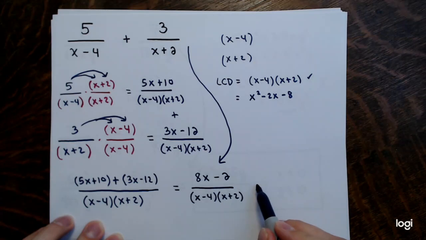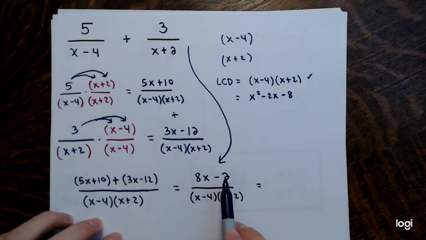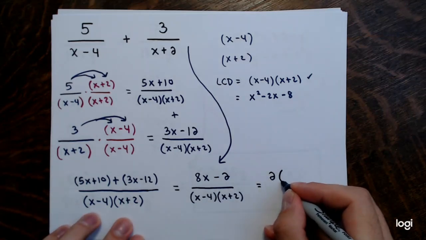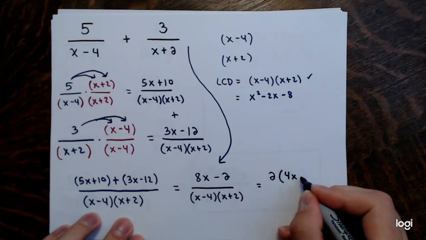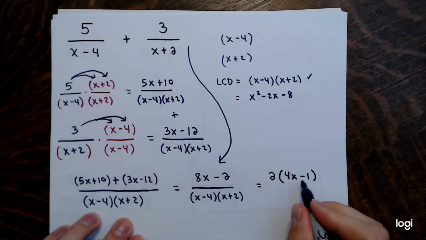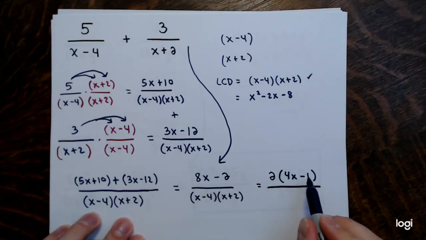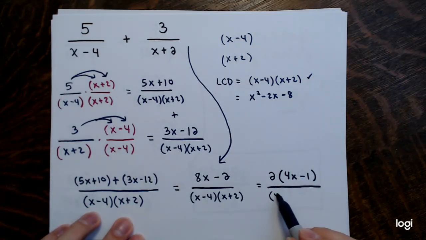Alright, so now I'm going to try factoring. Now the numerator has multiple terms. Look for the GCF. These two terms, 8x and negative 2, have a greatest common factor of 2. So I'm going to factor a 2 out. And when I remove a factor of 2, what's left is 4x minus 1. Right? 2 times the quantity 4x minus 1 would be 8x minus 2. And that's as factored as the numerator would get. And again, I kept the denominator in factored form already.